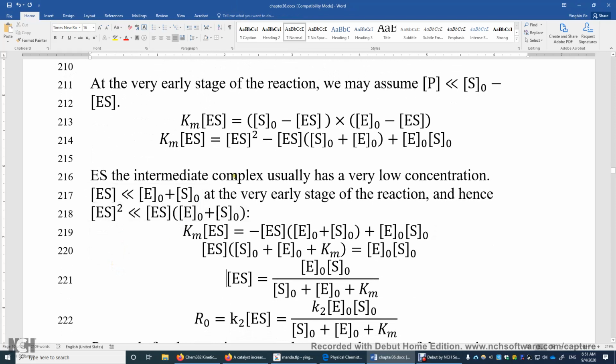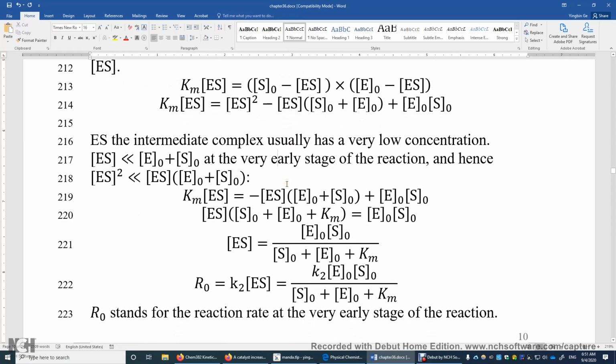Alright, so we're going to make it even simpler. We're going to just assume this term, ES squared, is much smaller than this term. Again, why did we do that? We simplified a quadratic equation to a linear equation. That's the only reason. Mathematically, it's easier. Now let's look at this. This is a linear equation. There's only one variable, ES. So we can solve it.